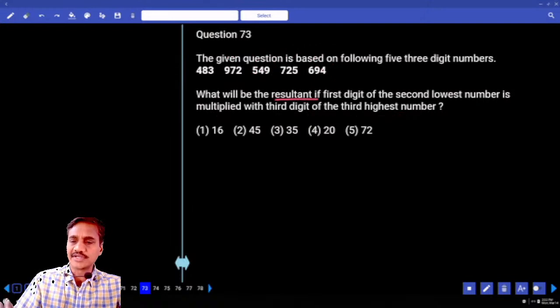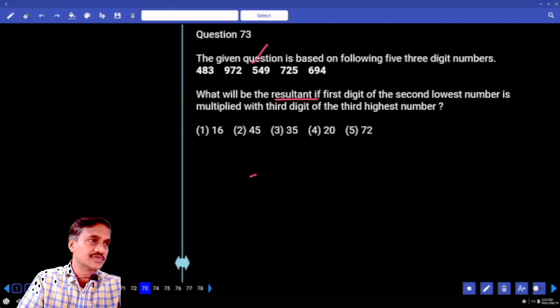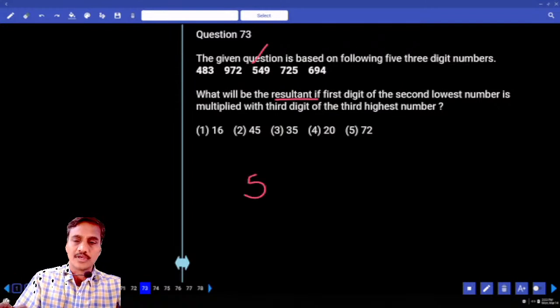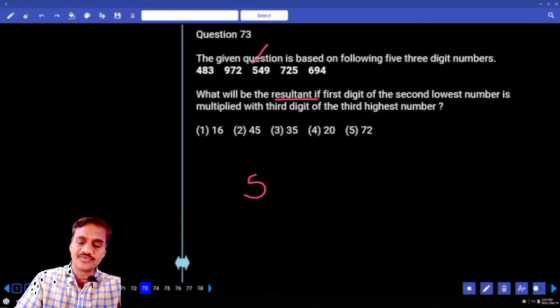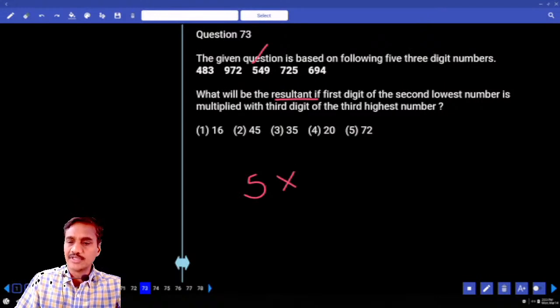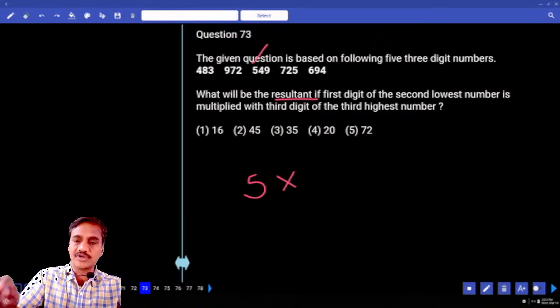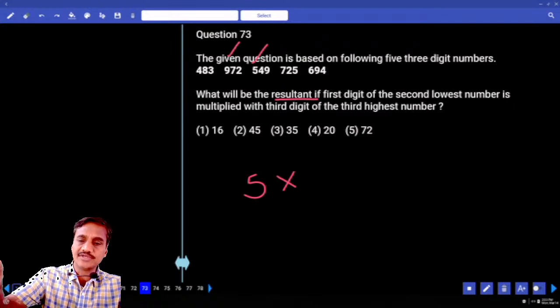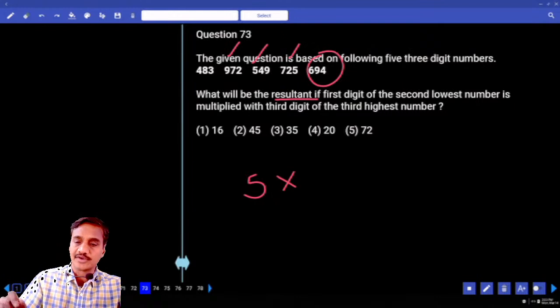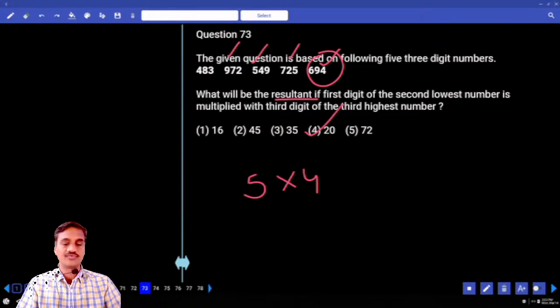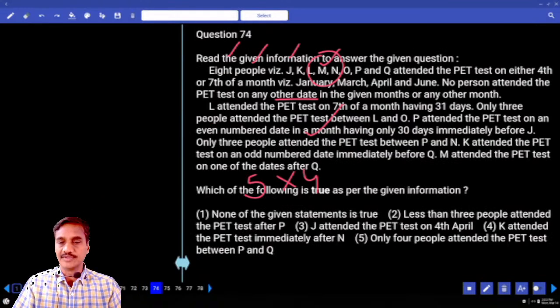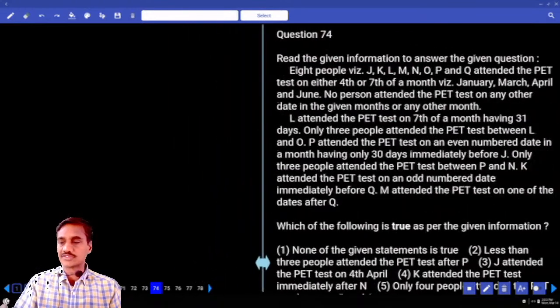Now what will the resultant be if the first digit of the second lowest number is multiplied with the third digit of the third highest number? What is the first digit? Here we have 5. The second lowest number is 549, 5 is the first digit, multiplied with the third highest number. Among 972, 725 and 694, the third highest number is 694. Now in this one, the third digit is 4. Now 5 into 4 is how much? 20, choice 4. That is 73. Then 74 onwards.